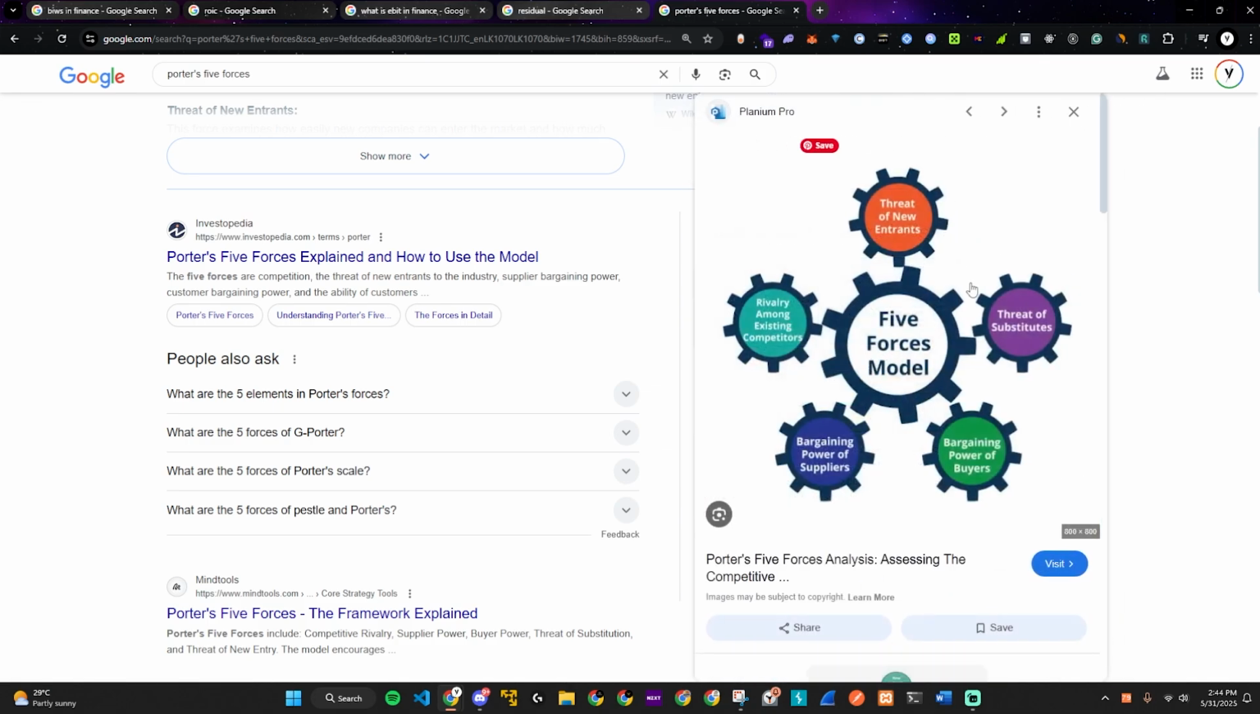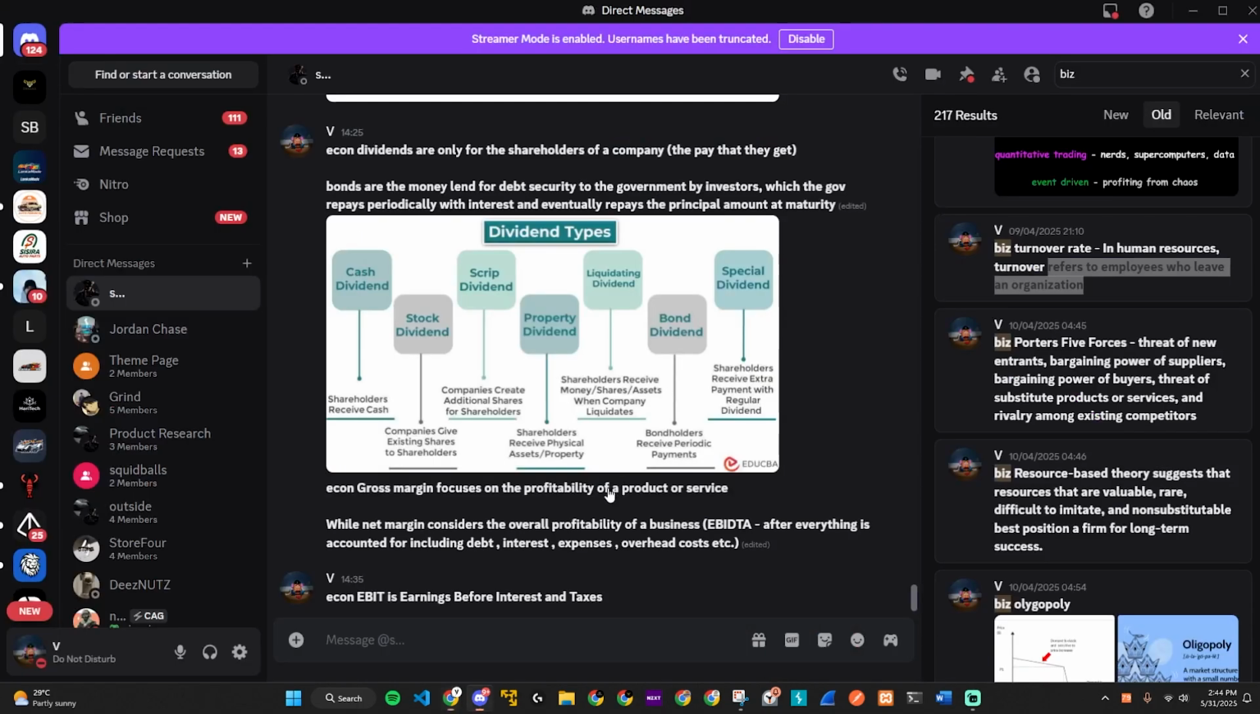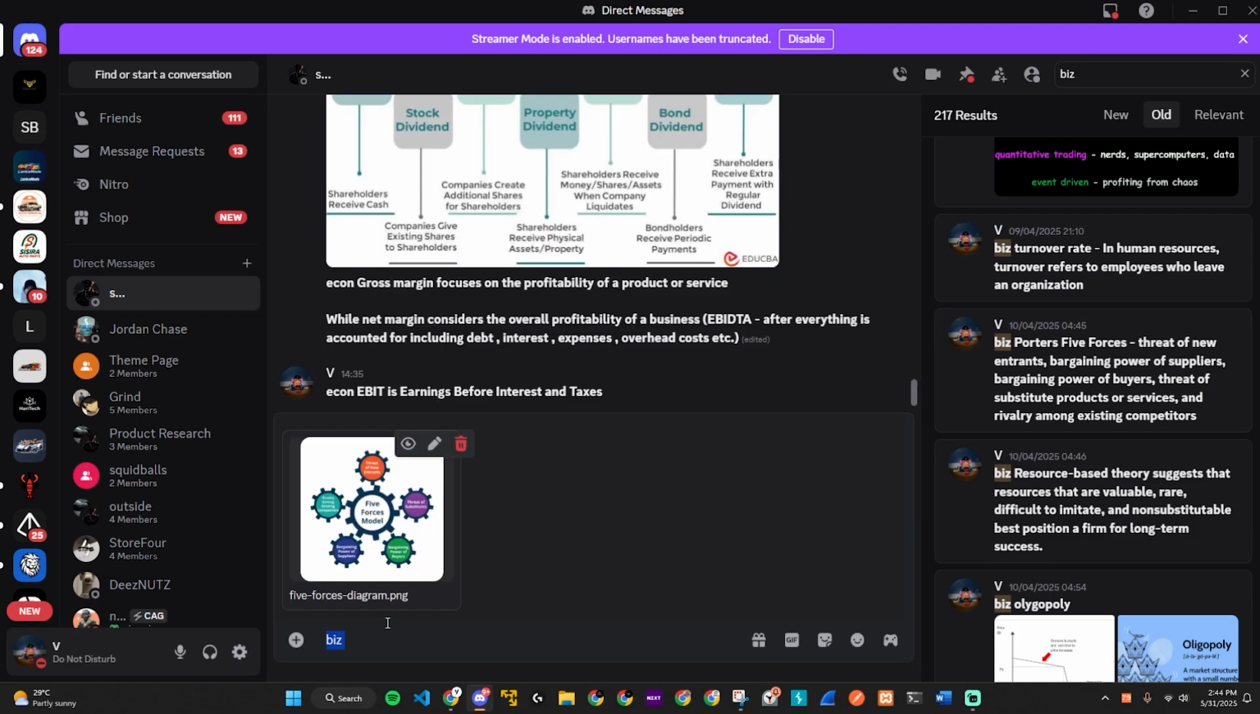So let me show you guys. Threat of new entrants, threat of substitutes, bargaining power of buyers, bargaining power of suppliers, rivalry among competitors, five forces model, right? Very important stuff. So this is Porter's five forces. I think I should get this as a new message.